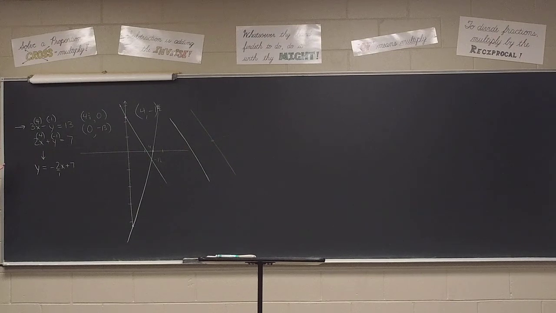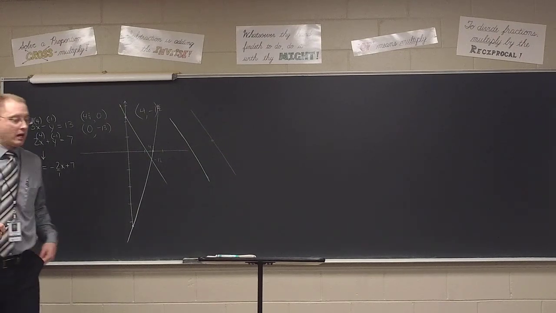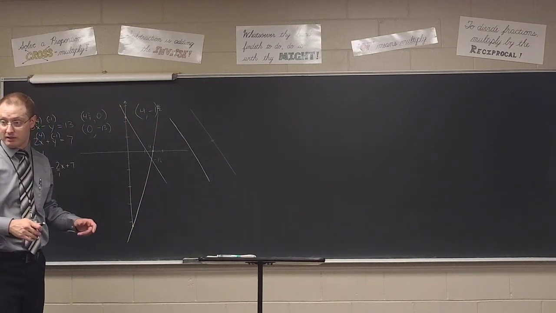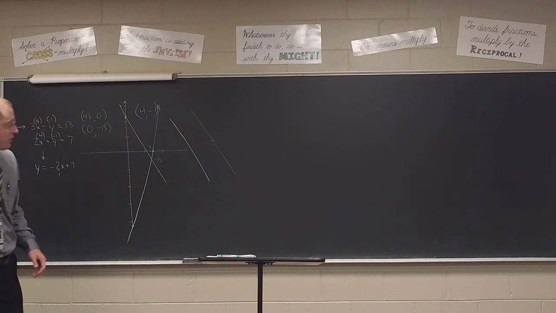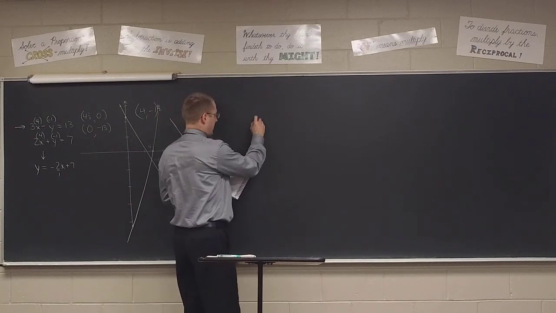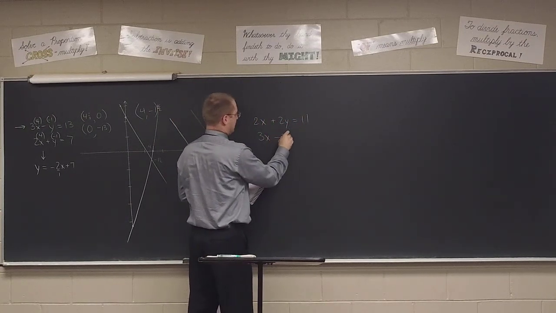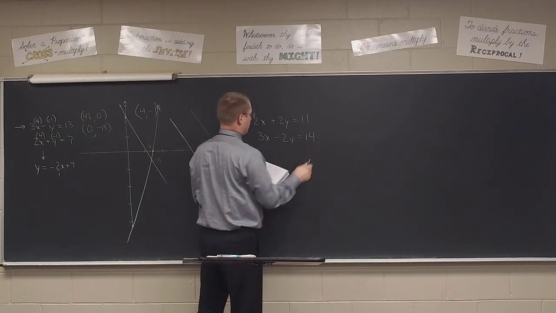Questions on that system of equations? All right, questions at all? And Rebecca, you came up with something a little bit different. Okay, let's take a look at the next one that you had there, number 19. We had 2x plus 2y is equal to 11, and 3x minus 2y is equal to 14.